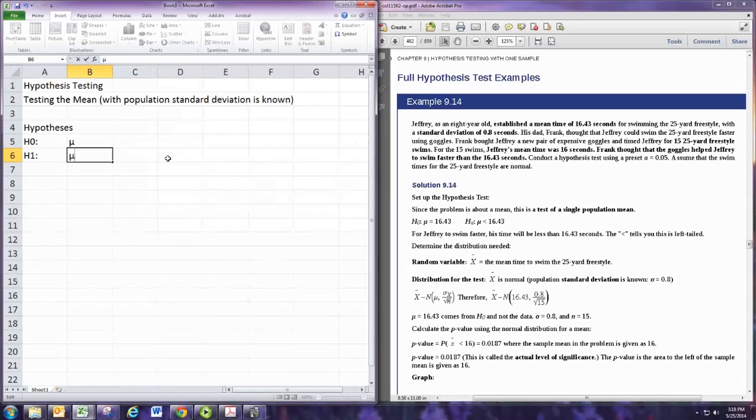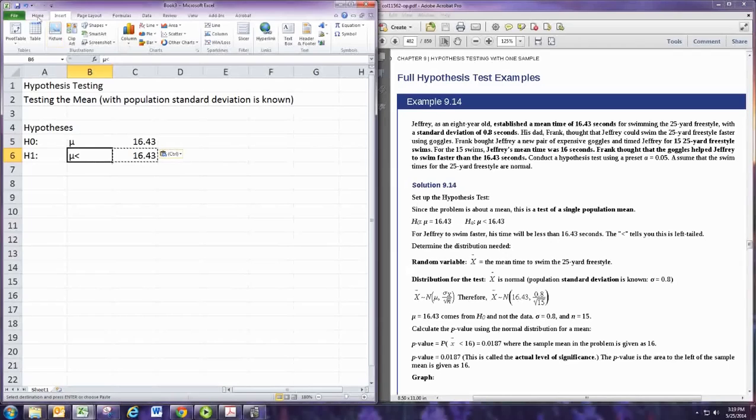And then you want to think about what the alternative and null hypothesis would be from translating the claims in the problem. In this problem, the claim is that Jeffrey has a new pair of expensive goggles, and Frank thinks that the goggles help Jeffrey to swim faster than his previous swim times. So Frank's claim is that his average swim time has decreased because he swam faster. So this would be mu is less than. And his previous time as average was 16.43.